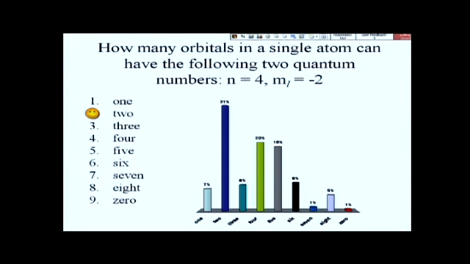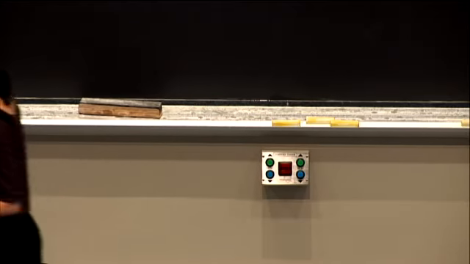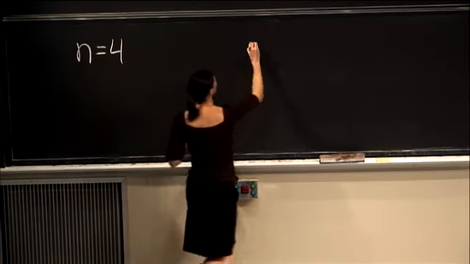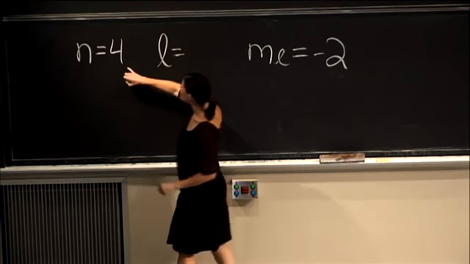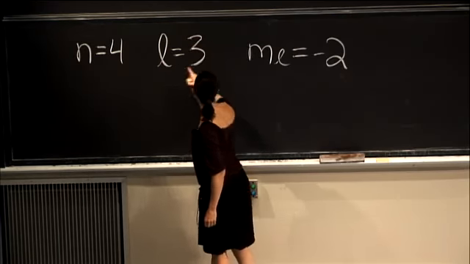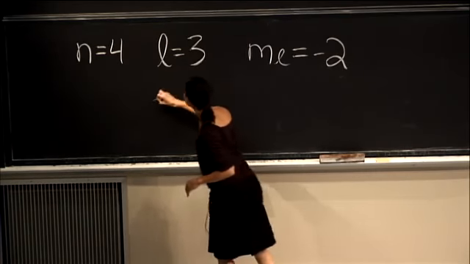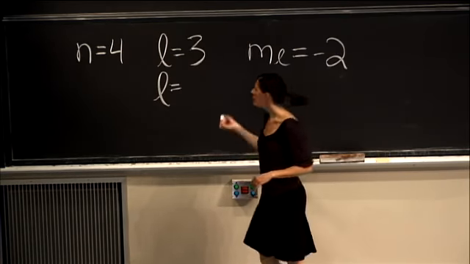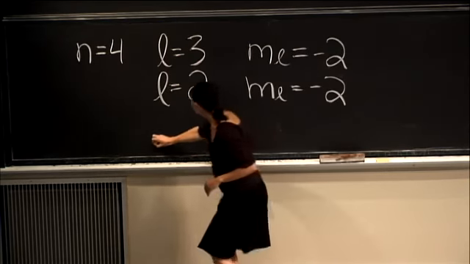All right. Okay, looks like we got the majority, which is a good start, but we have some discrepancy on what people are thinking. So let's go through this one. So what we're saying is that we have n equals 4 and m sub l being equal to -2. If we have n equals 4, what is the highest value of l that we can have? 3. Okay, we can have n = 4, l = 3, and then sure, we can have m sub l equal -2 if l equals 3. What's the second value of l that we can have? 2. Okay, so we can have this orbital here. What about l equals 1?